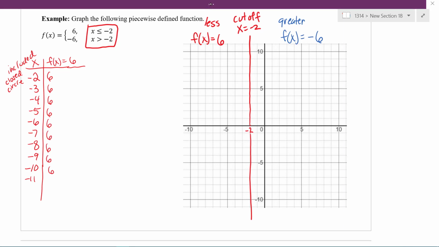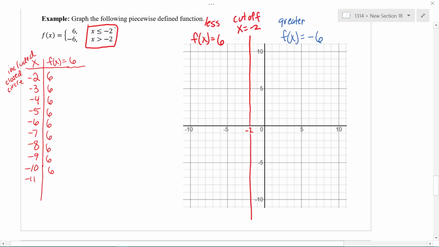Okay, now we're going to plot all of these points. Okay, so -2, comma, y value of 6. We're going to plot that as a closed filled-in circle on that line. And then -3, comma 6. So you notice the y value is the same for all of them. -4, comma 6, -5, comma 6. So we're getting this horizontal line. So all these closed filled-in circles are getting plotted at the same y value level of 6.